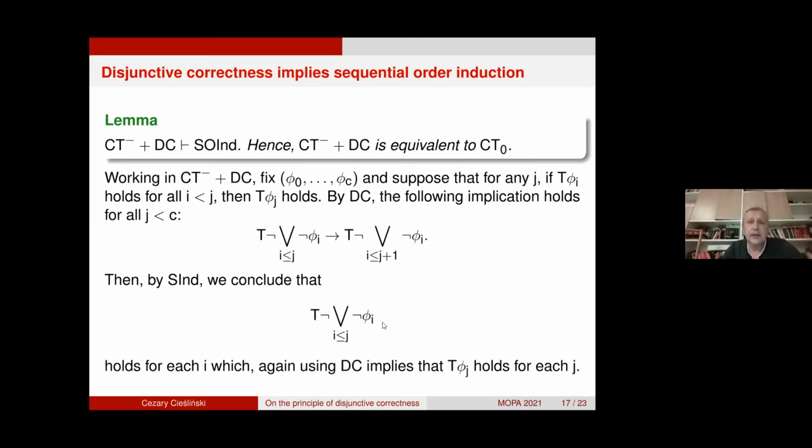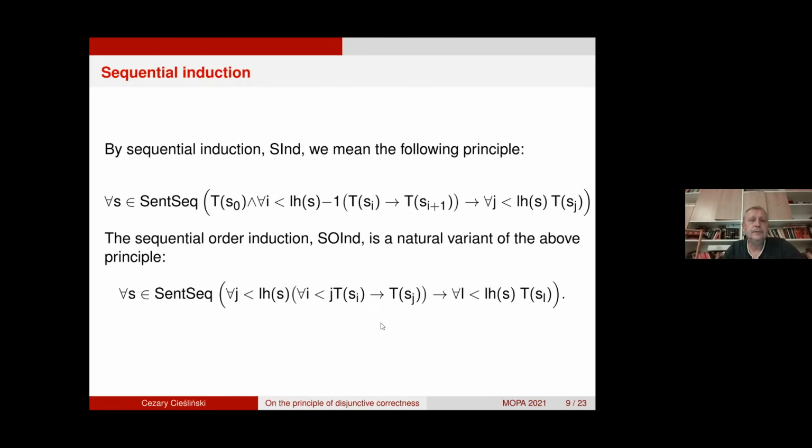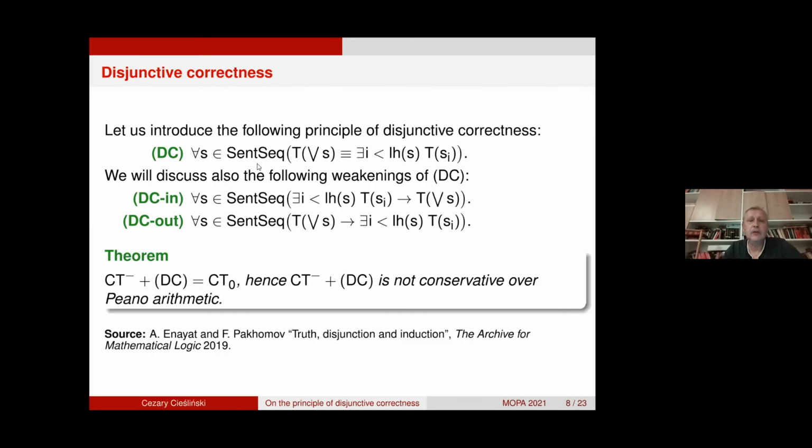This really completes the proof of the fact that DC out by itself is non-conservative. I wanted to show one more result, but before this, let me come back to the definition of disjunctive correctness.